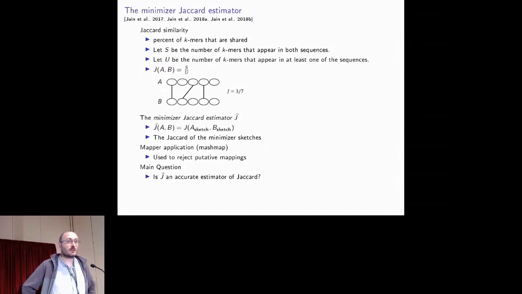Now, this is used in read mapping, and the idea is you have a read, you want to see if it maps to some location, you do a fast check of the Jaccard similarity, and if the estimator gives a low number, you discard this position and you move on. So the main question of the talk is, okay, what happens to the accuracy of your downstream process when you are using this estimator?